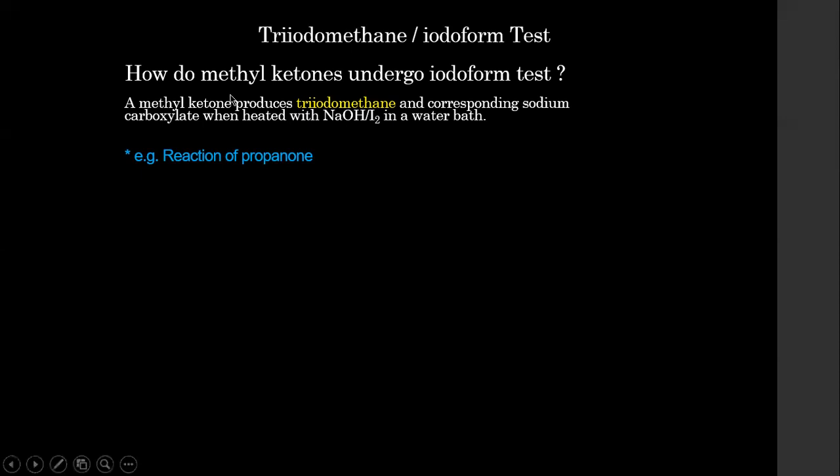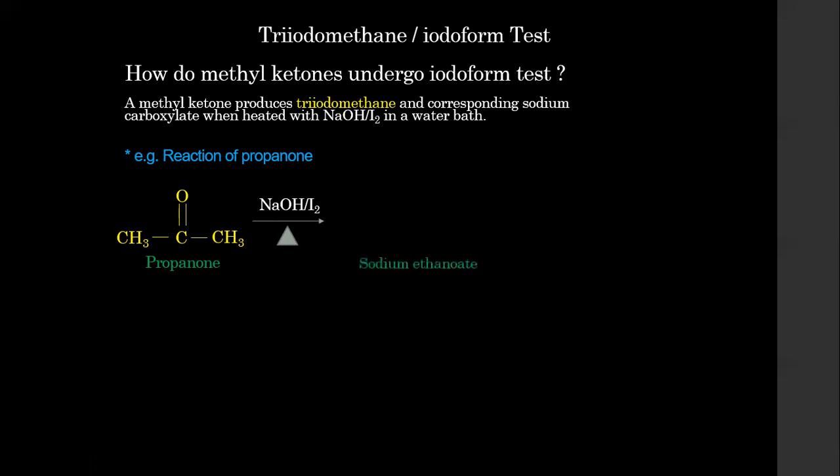First example under methyl ketones reacting in the iodoform test: propanone, a 3-carbon molecule. In this propanone molecule, we have a CH3 we can take left or right. However, the CH3 group is attached to the carbonyl functional group. Propanone is going to react when heated with sodium hydroxide and iodine to produce sodium ethanoate and triiodomethane, or iodoform. That's our main focus in this lesson.